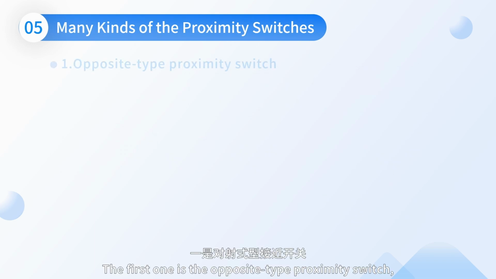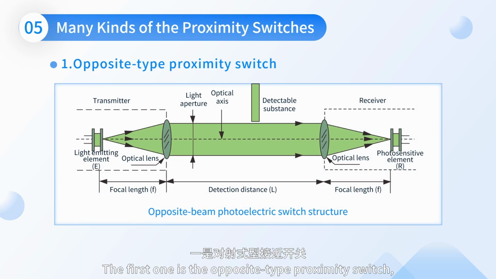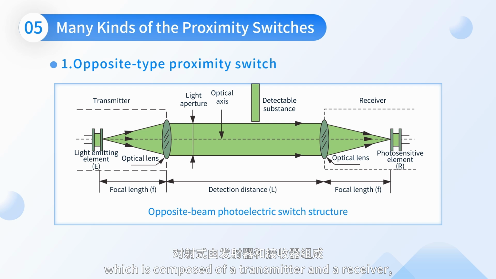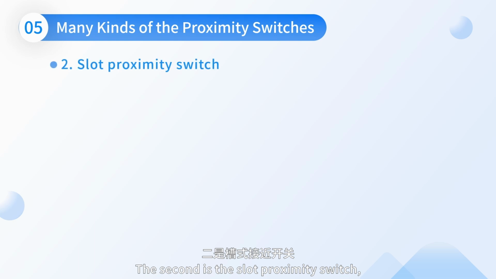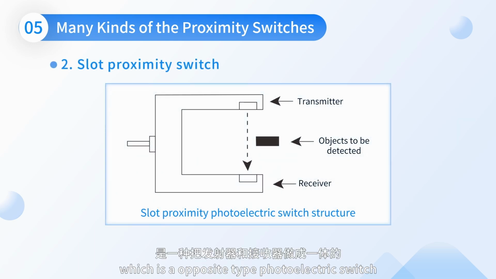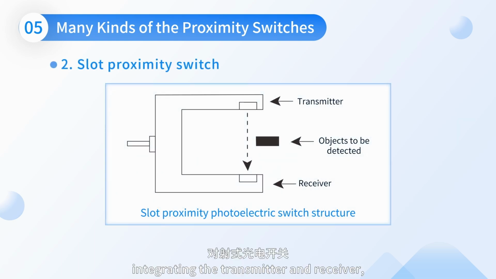The first one is the opposite type proximity switch, which is composed of a transmitter and a receiver, and the two are separated from each other. The second is the slot proximity switch, which integrates the transmitter and receiver, usually with a standard U-shaped structure.